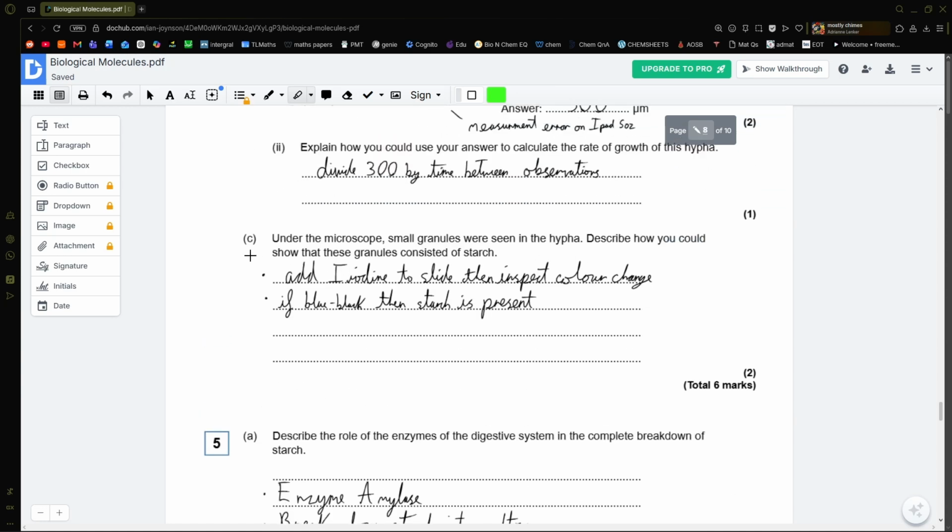Hope that makes sense. Under the microscope, small granules were seen in the hypha. Describe how you could show that these granules consist of starch. So, how would you determine if a solution has starch in it? You should know your tests by now. The test for starch is the iodine test, where you add iodine to your solution, and if it's positive, it goes from orange brown to blue black. So, add iodine to the slide, then inspect the color change. If blue black, then starch is present.